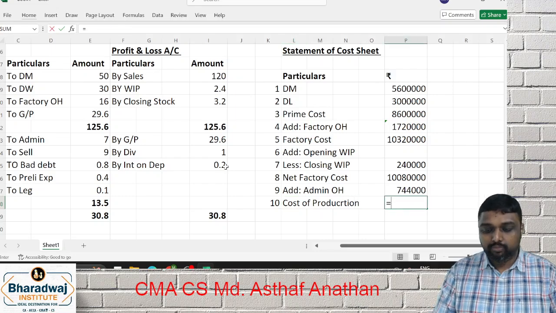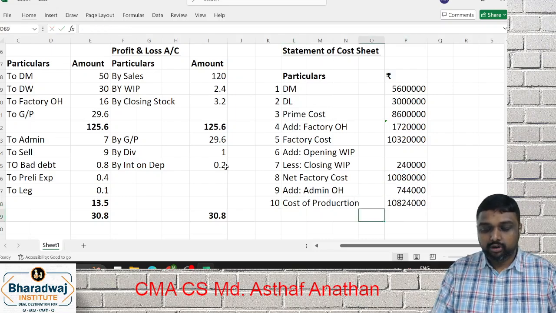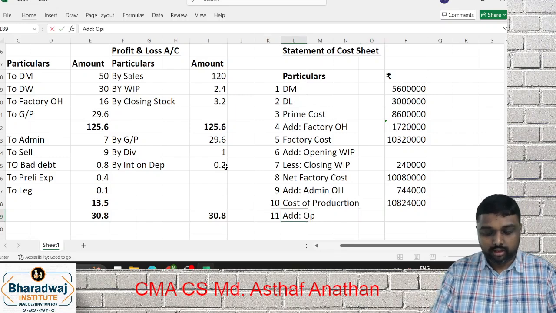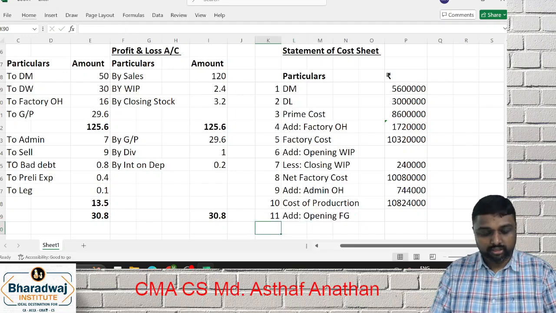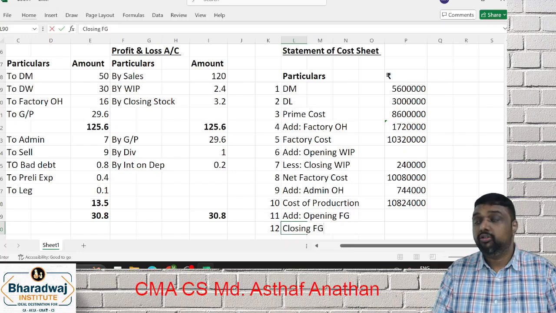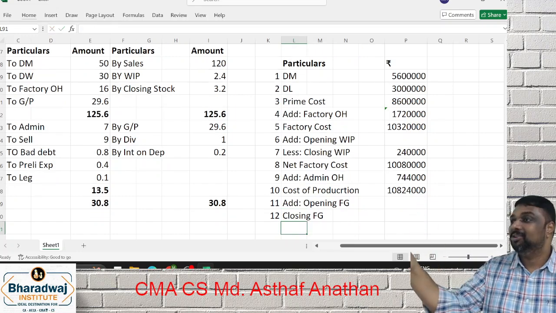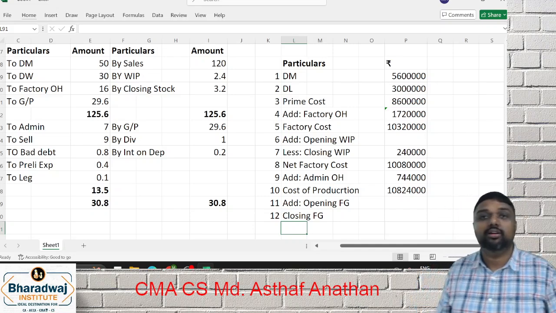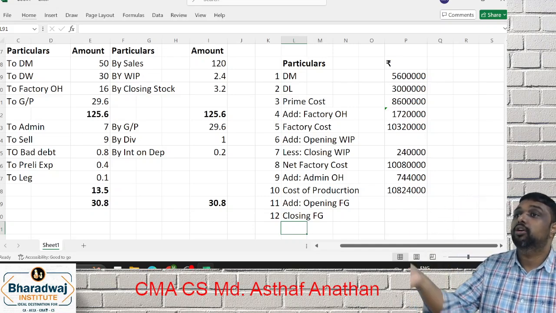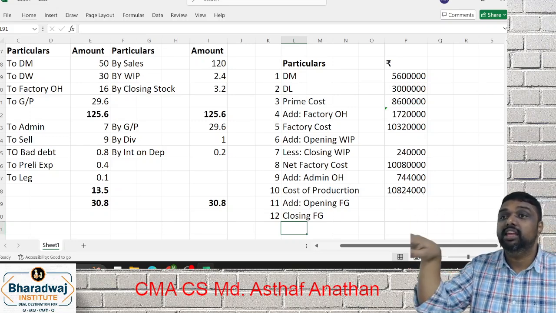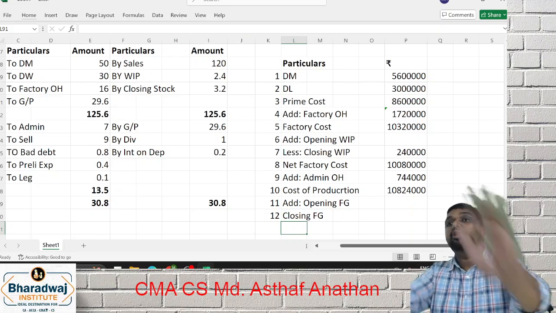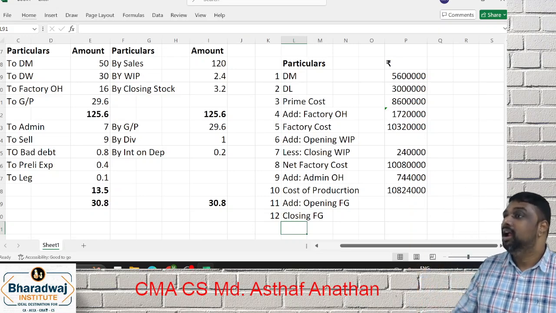Now the main point: there is no opening, but there is a closing. Very important. In costing, we won't take the same closing stock as in financials, because in financial accounting, as you might have already learned, stock is valued at cost or NRV, whichever is lower. But in costing, it is at cost only.